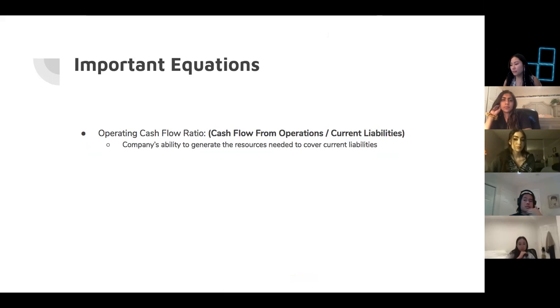And another important equation that you could use is the operating cash flow ratio. So it's a company's ability to generate the resources needed to cover their current liabilities. This is something usually generated in a small period of a company's income throughout their operations.